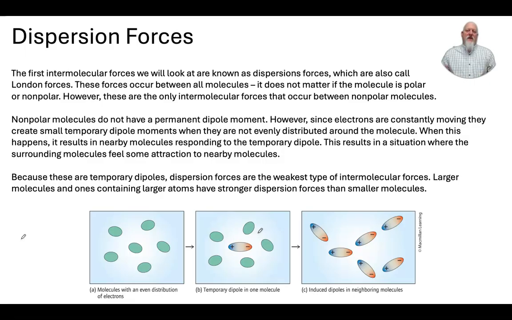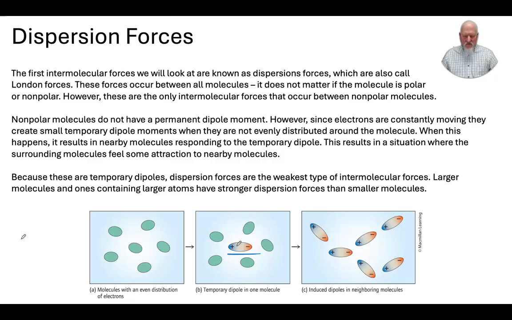And when that happens, it causes a temporary dipole because there's more electrons on one end than the other, so one end is slightly positive and one end is slightly negative. But it goes away really quickly because the electrons are always moving, and it may go the other way. But these really quick instantaneous dipoles affect everything around them instantaneously, because electrons are so small, they can respond to things instantaneously.